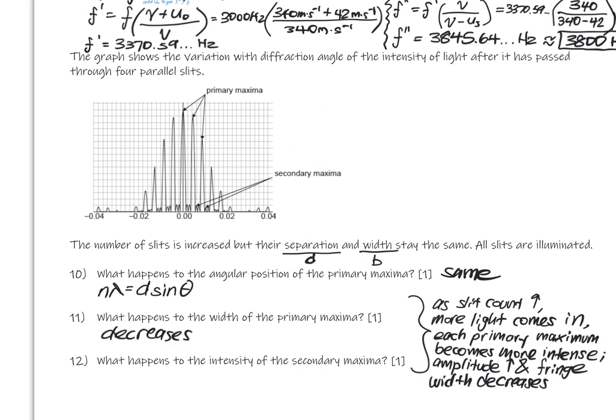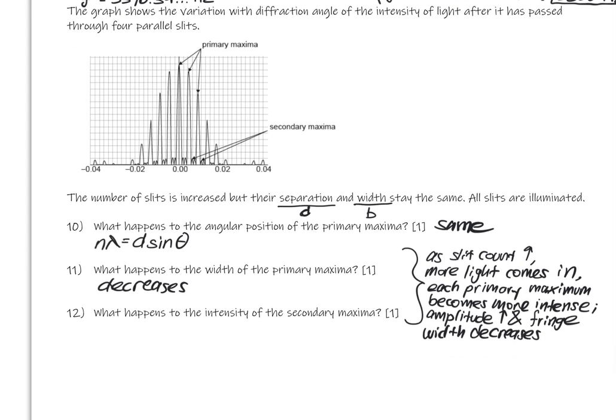And so even though they get more intense, they get brighter, that means in between the primary maxima, the light is concentrating around the primary maxima. In between the primary maxima is getting less intense. It's getting darker. So the intensity of the secondary maxima decreases as a result. And it's the secondary maxima. If they said what happens to the intensity of the primary maxima, those would increase.